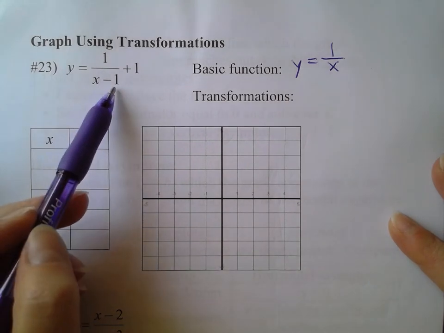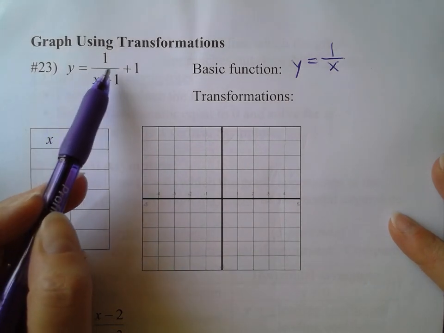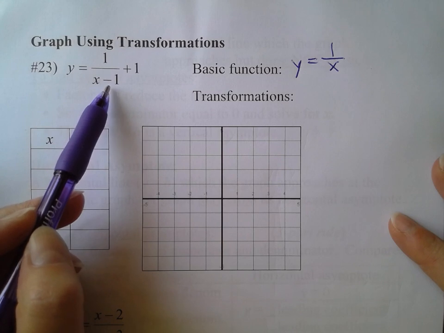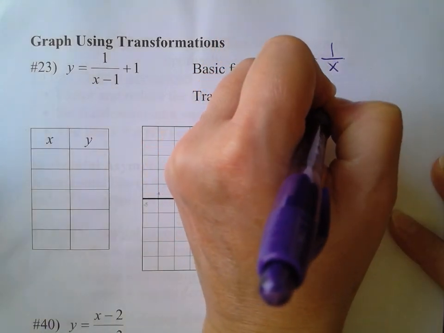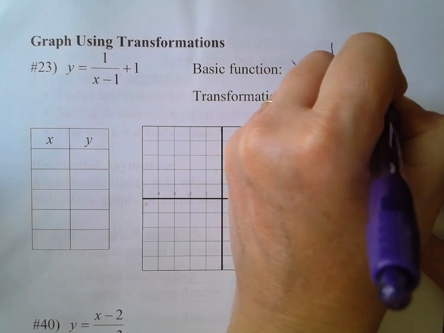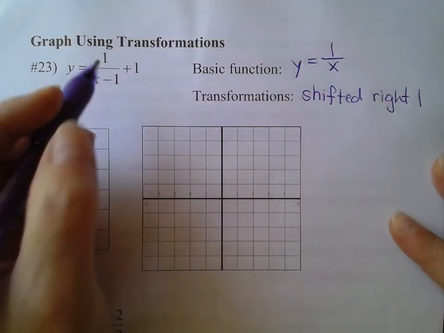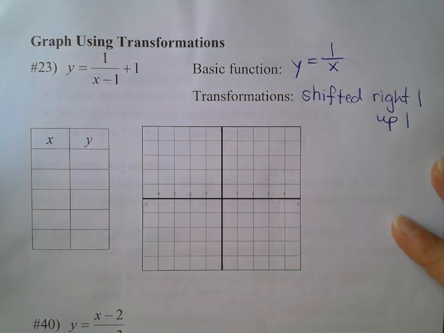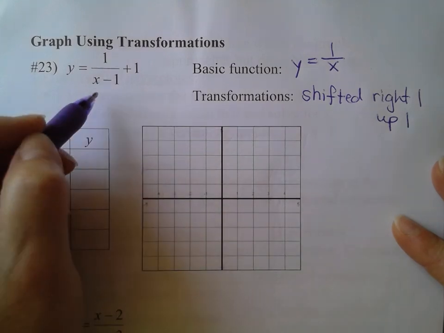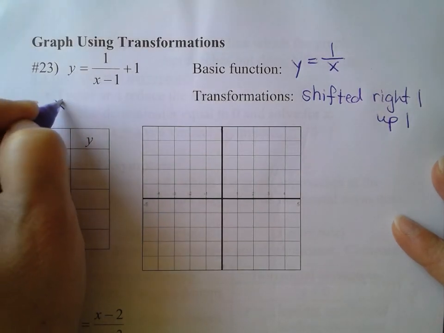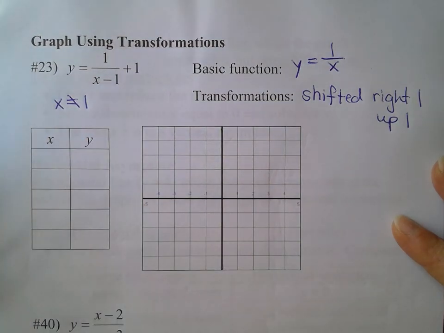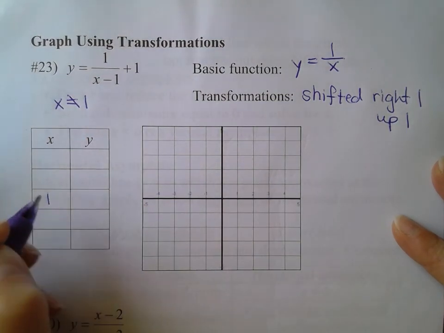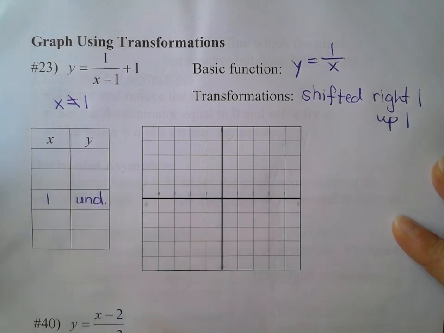The inside of the function is the denominator for this one. So on the inside I have a -1, which means this one is shifted right by 1. And on the outside I'm shifted up by 1. When I shift the graph, I also move the asymptotes. So the x value that's not going to work for this function is 1, because 1 minus 1 would be 0. So in the center, at 1, my function is undefined.